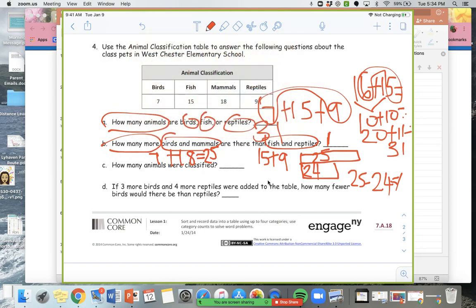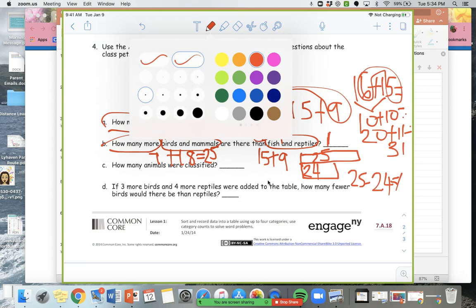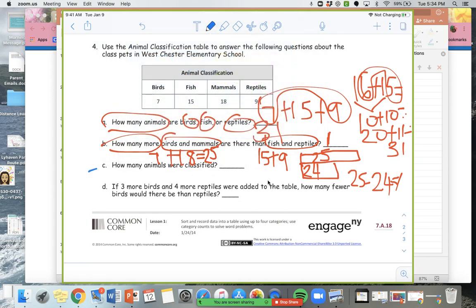Okay? How many animals are classified? Oh, you have to put all the animals together. So you need to do an equation. I'm going to use a different color so you can see my work. 7 plus 15 plus 18 plus 9. You know what? I'm going to use a vertical equation for this. 7, 15, 18, 9. Make sure that's in the ones place. We add in the ones, tens, hundreds.